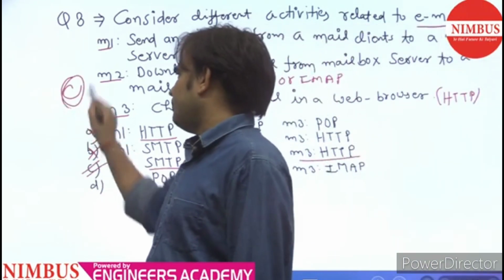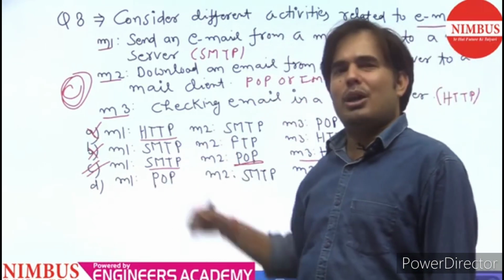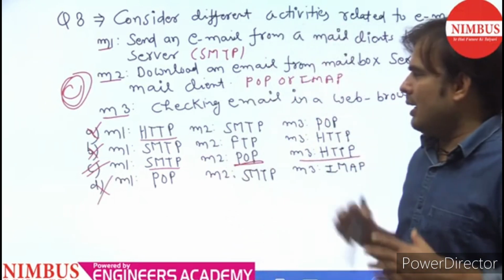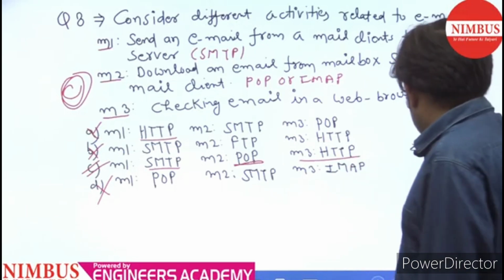C option. Option D is using POP. No, POP we use to download the message, not to send the message. So this is also a wrong option. So directly which option is correct here? Option C is correct here. Okay guys, let's see the next question.